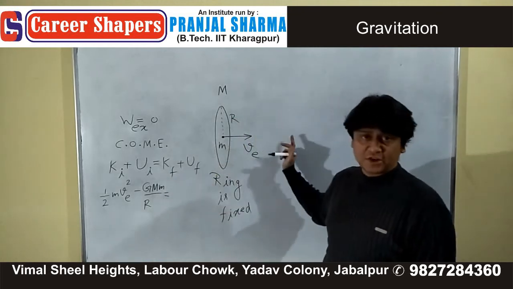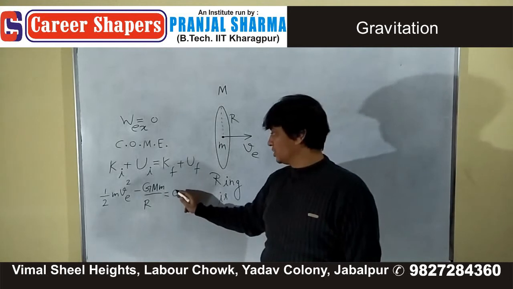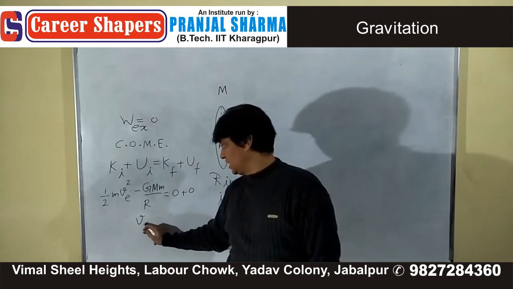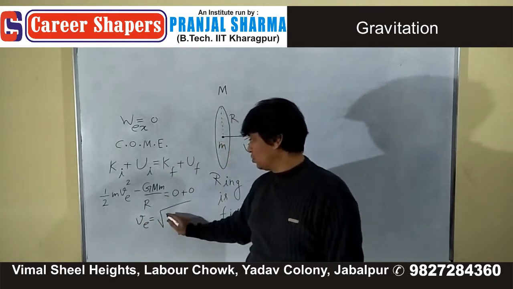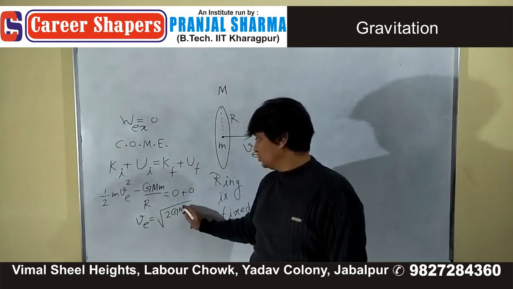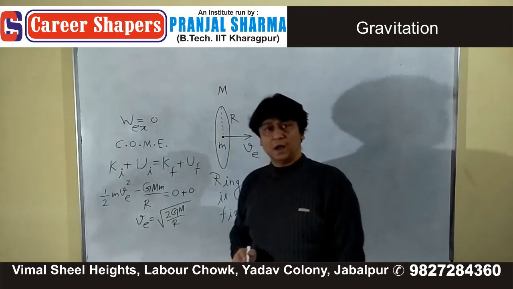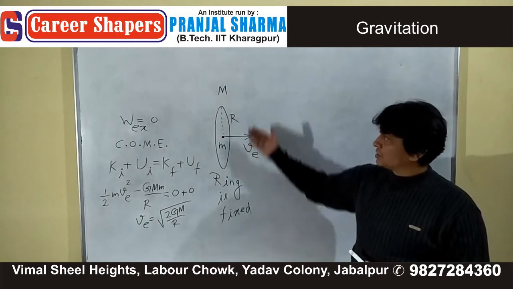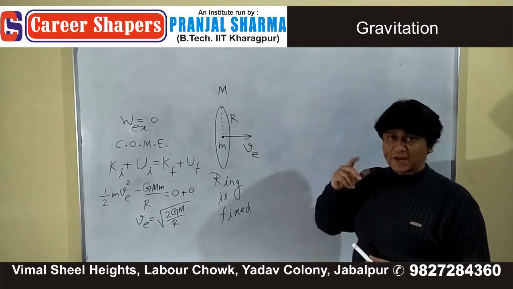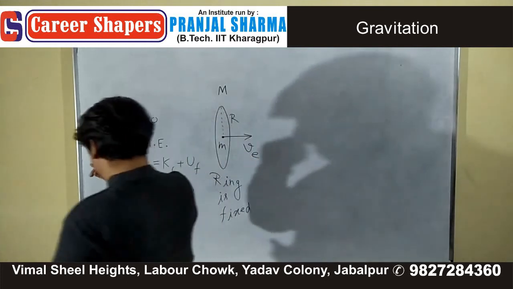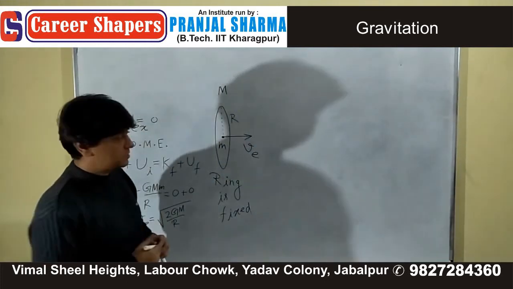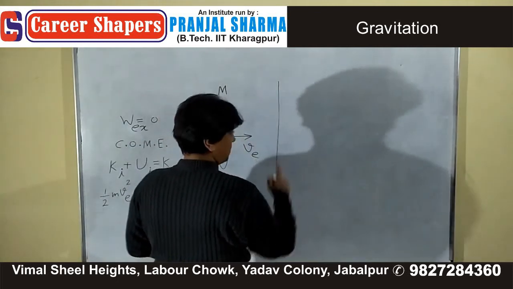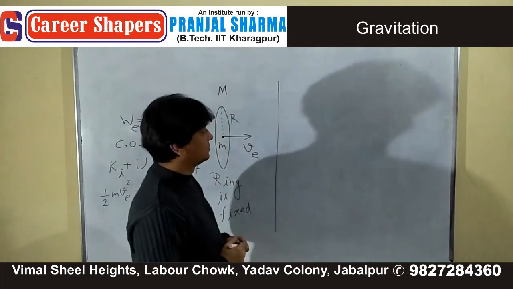Once it reaches infinity, what is kinetic energy? Zero. What is potential energy? Zero. Again, VE is coming what? Root over 2GM divided by r. But remember, this is not 11.2 kilometers per second because this is a circular ring. That 11.2 kilometers per second is only if you have something which you throw from the surface of Earth. Note down this and then try to answer this next question.